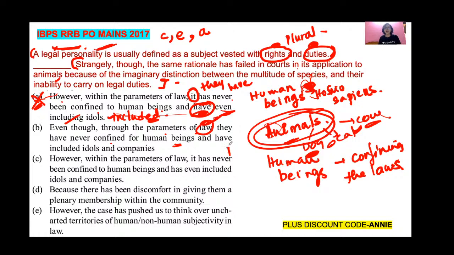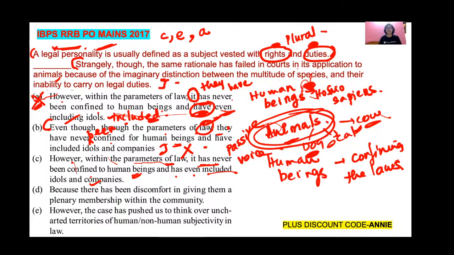Fine. So here we have to change this one into passive voice. What should have been here? They have never been confined. That's why B is also wrong. Okay, B is also wrong. Next, C. Let's go to the next sentence. C. However, within the parameters of law, it has never been confined to human beings and has even included idols and companies.